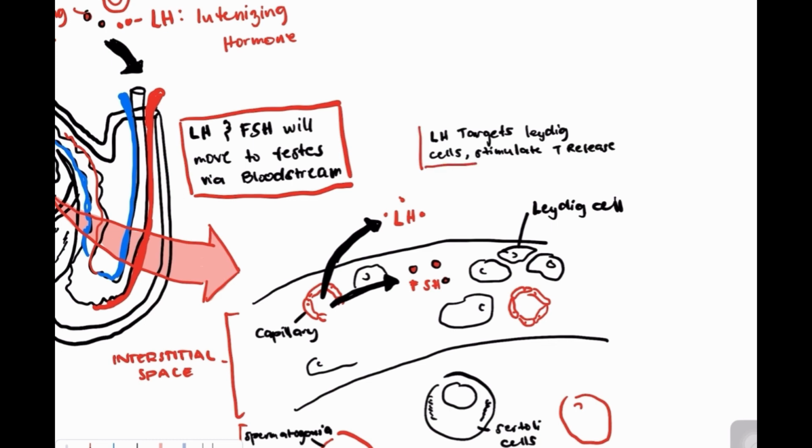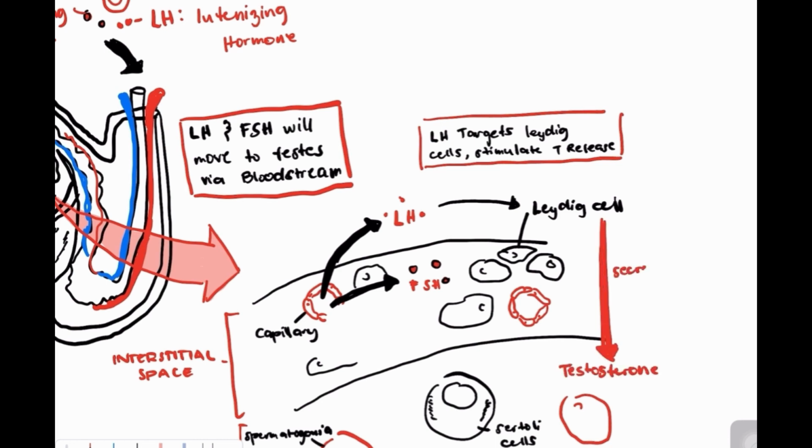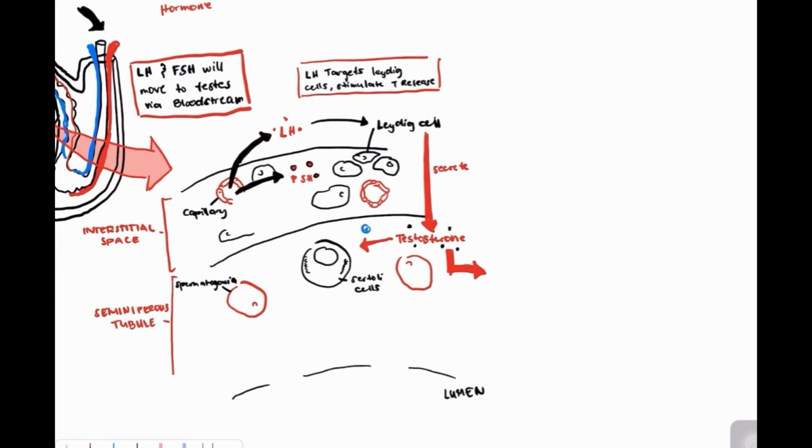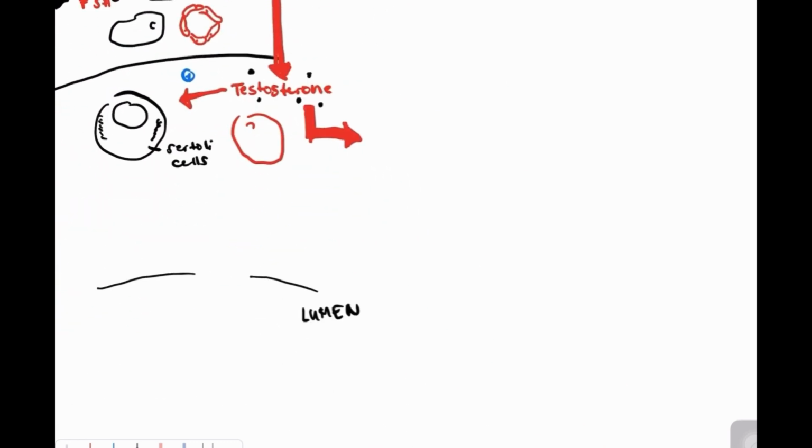Let us focus on the luteinizing hormone first, LH. Luteinizing hormone will enter the interstitial space and it will target the Leydig cells, which will cause the Leydig cells to secrete testosterone. So here the Leydig cells secrete the hormone testosterone. Testosterone is a male hormone. It is the most important androgen. It does a lot of things. This hormone can also target and stimulate the Sertoli cells, which we'll talk about later, and testosterone has many other effects in the body.